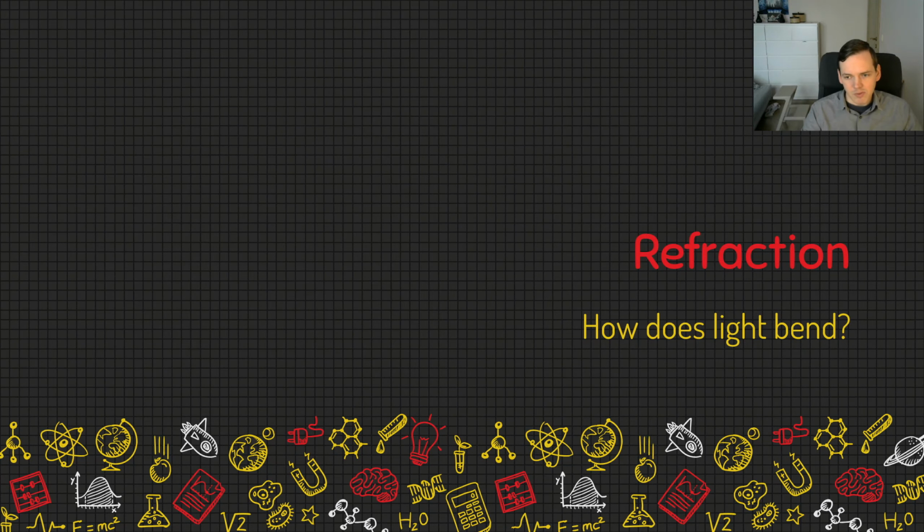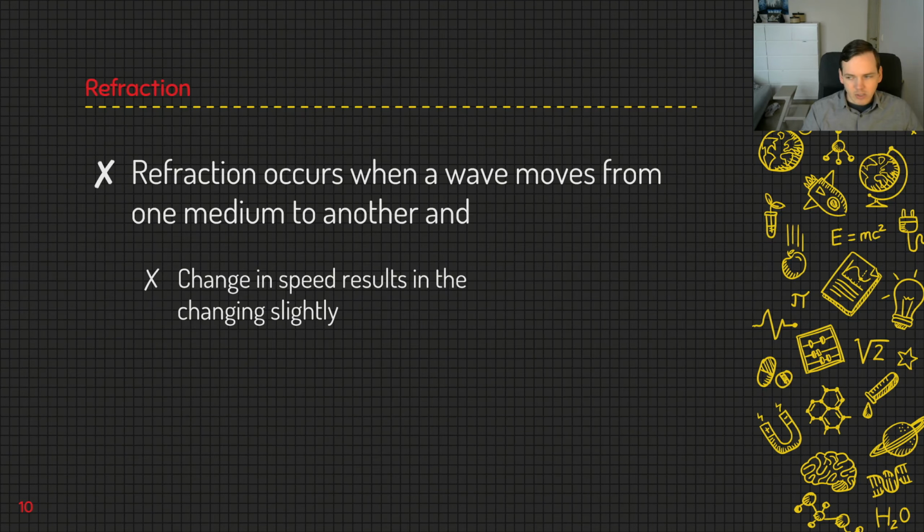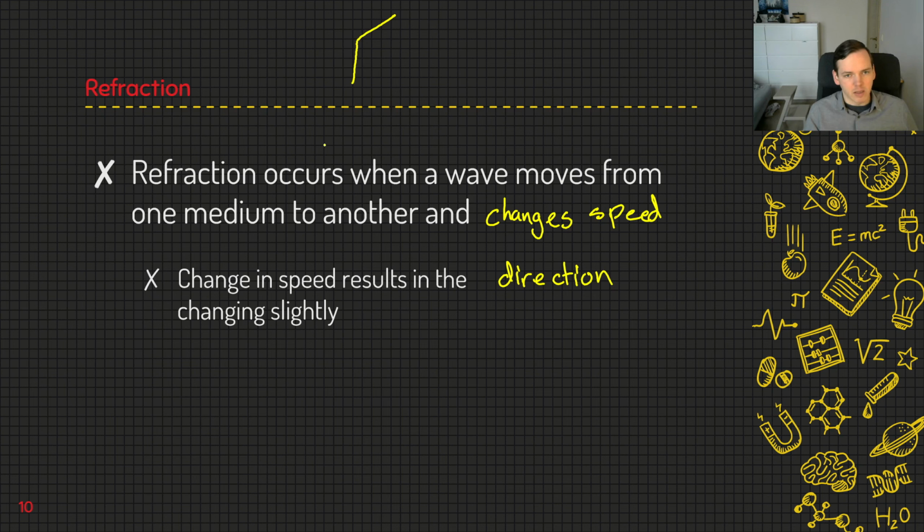This video is going to look at refraction, or how light bends. Refraction occurs when a wave moves from one medium into another and changes speed. It's a result of changing speed going from one medium into another. And the change in speed results in the direction of the wave changing ever so slightly. So it was going, say, this way, and now it's going that way. And this is because of the change in speed.